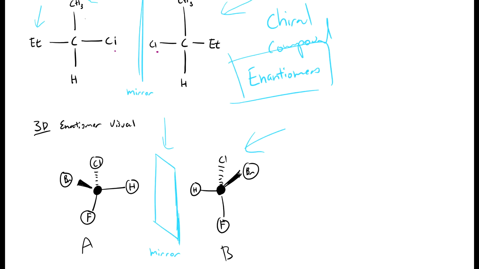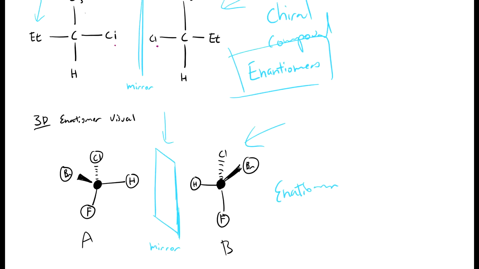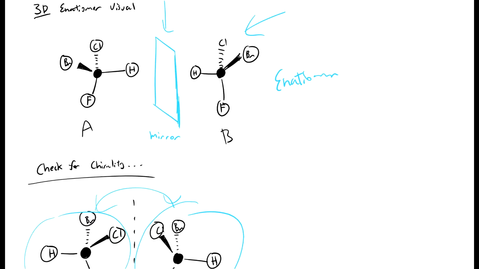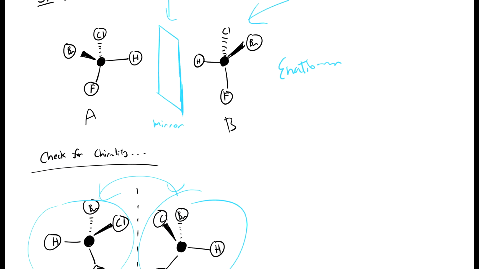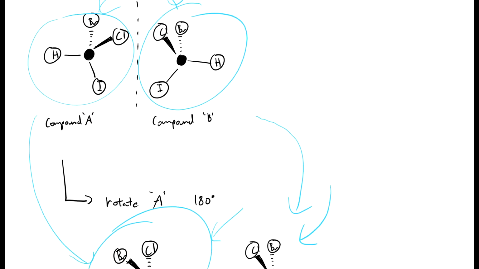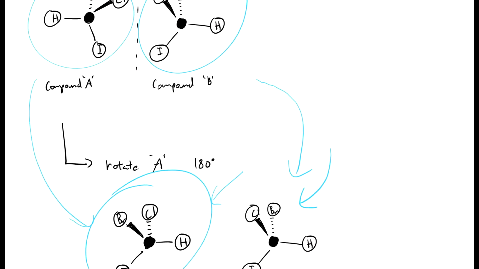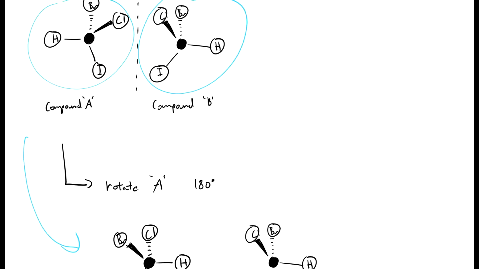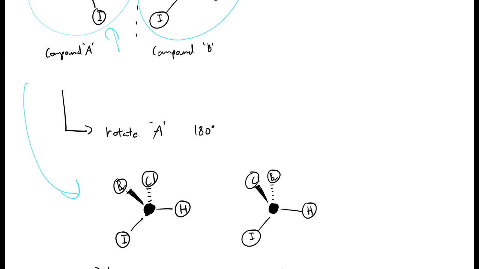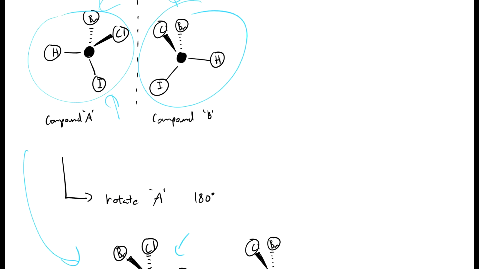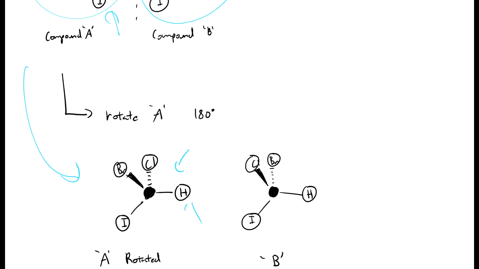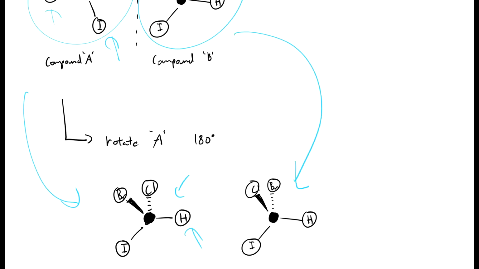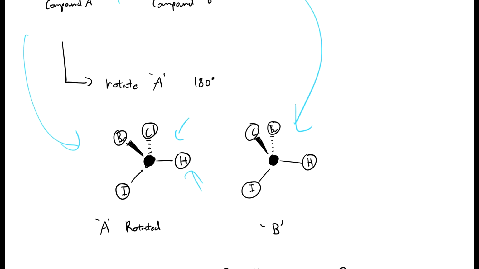So how do we check that these two compounds are enantiomers? Well, we take compound A and check its chirality. This is just a repeat of the image above. If we take compound A and rotate it 180 degrees, we go from this compound to here. You see that? The hydrogen was on the left side, now the hydrogen is on the right side. And now if we compare this to compound B, they are not the same.